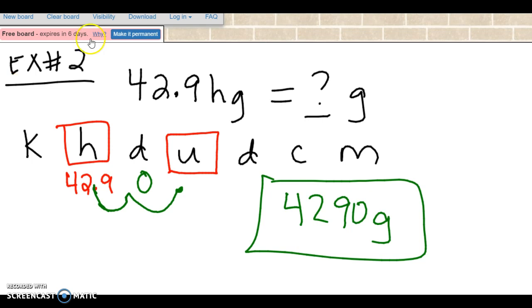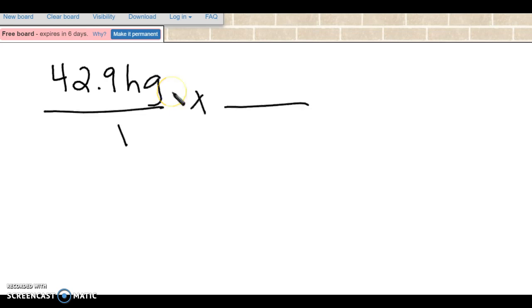If we do this same example using the dimensional analysis approach, we had 42.9 hectograms given. We put it over 1. And then we're going to multiply it using the conversion factor. We want our hectograms to disappear, so since it's in the numerator in our given, it has to be in the denominator of what we're multiplying it by in order for them to cancel out. And we want to end up with grams, so it's going in our numerator. For the second factor, there are 100 or 10 squared grams in 1 hectogram. We multiply straight across.